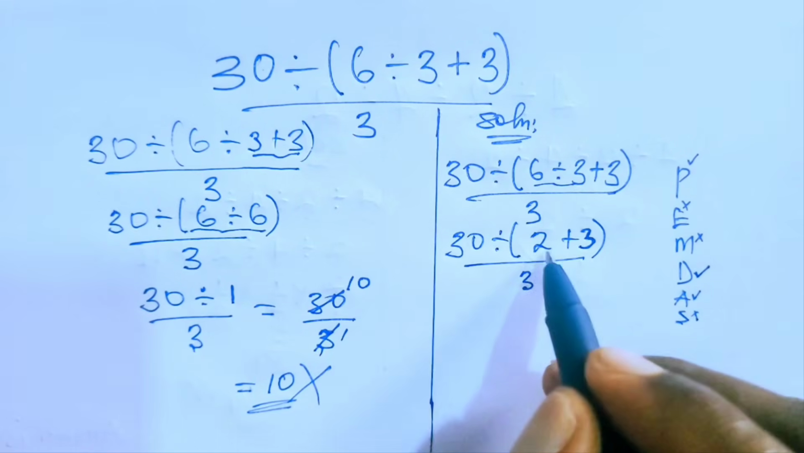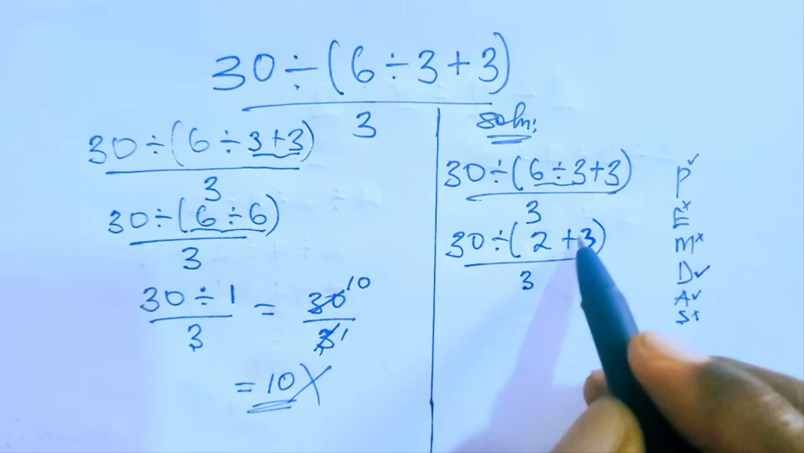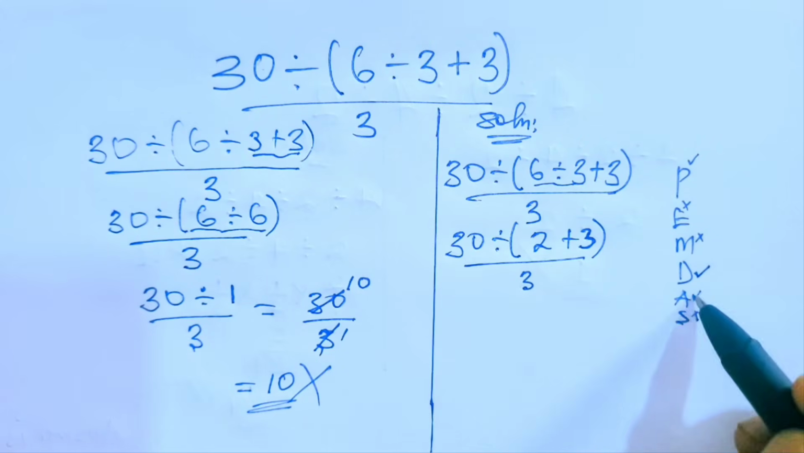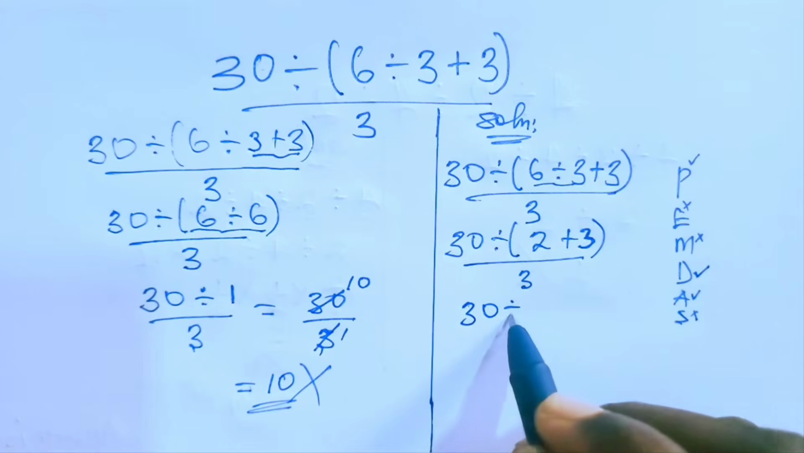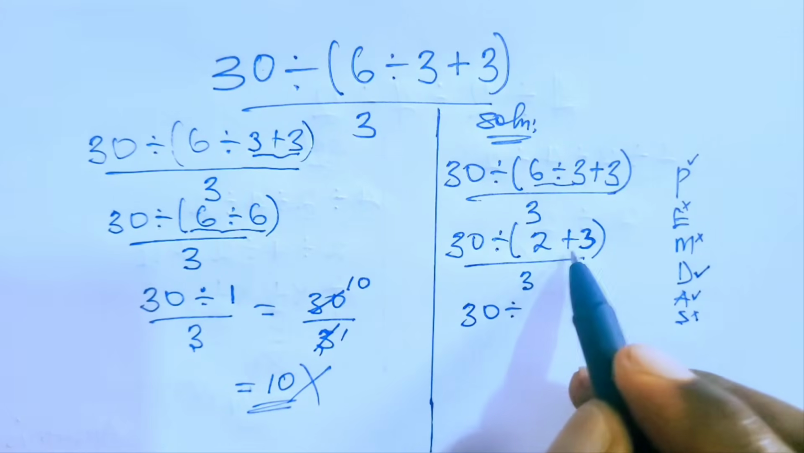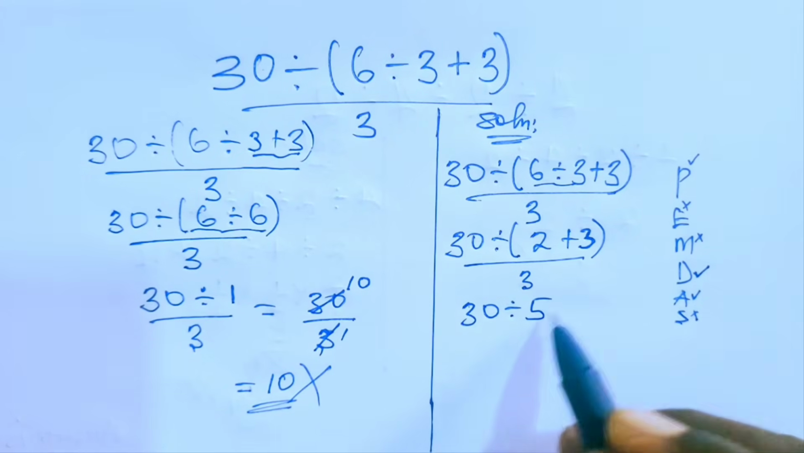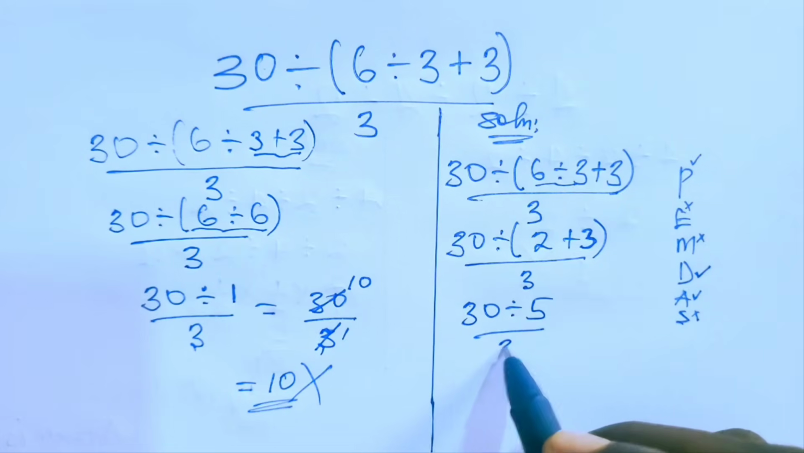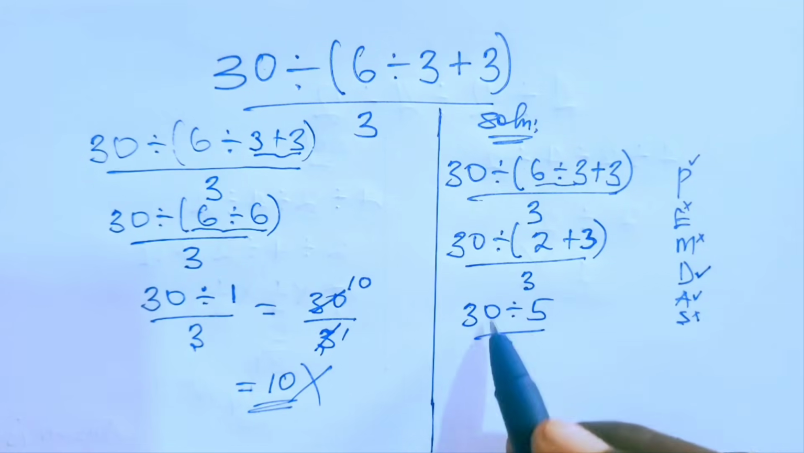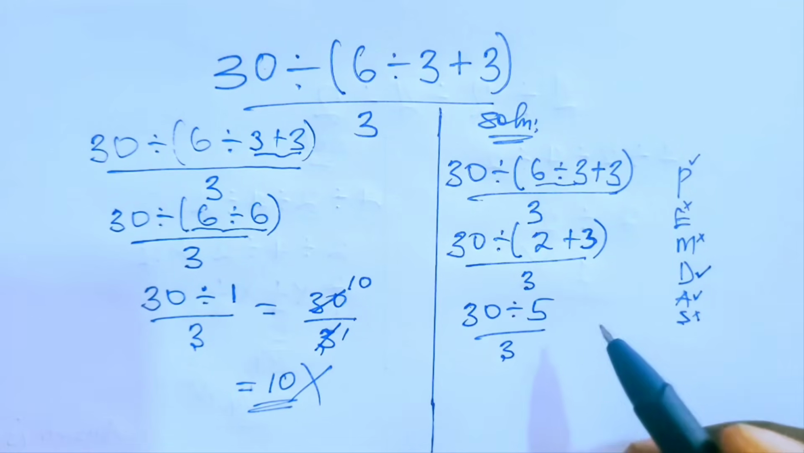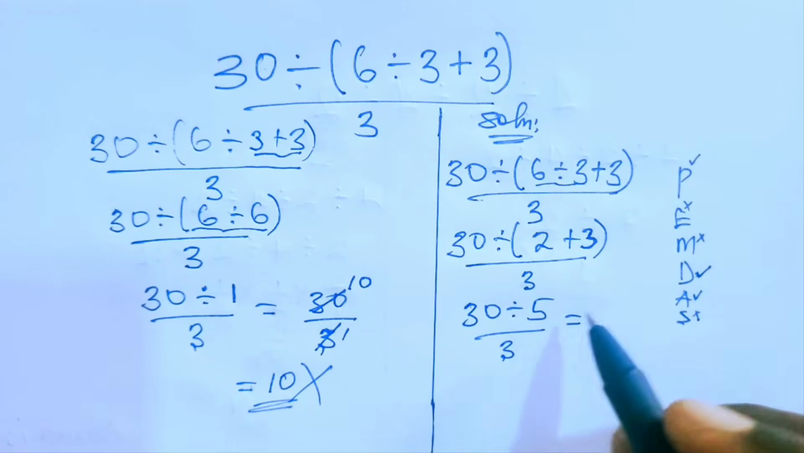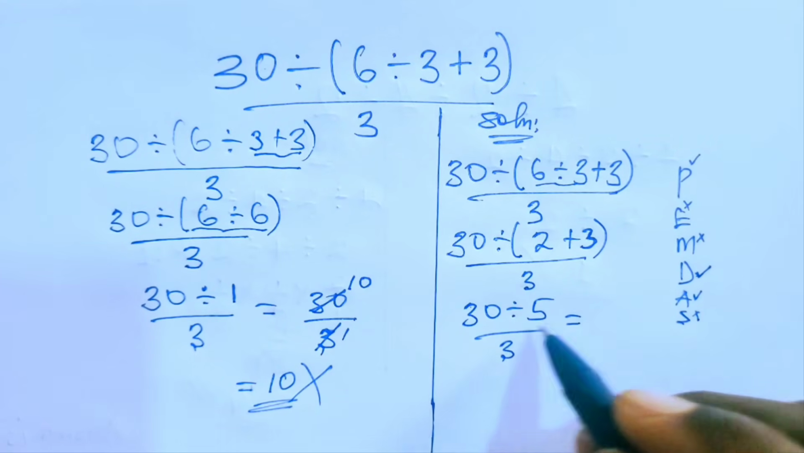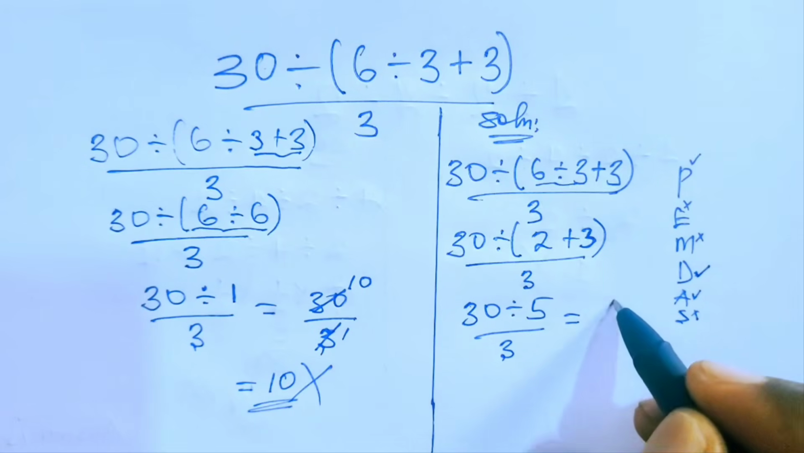Then right here, still in the parentheses, we are going to consider this addition. Then as such, we have 30 divided by 2 plus 3, that will give us 5. Then all over 3. Then still in the numerator, we are going to consider division now. We have 30 divided by 5, that will give us 6.